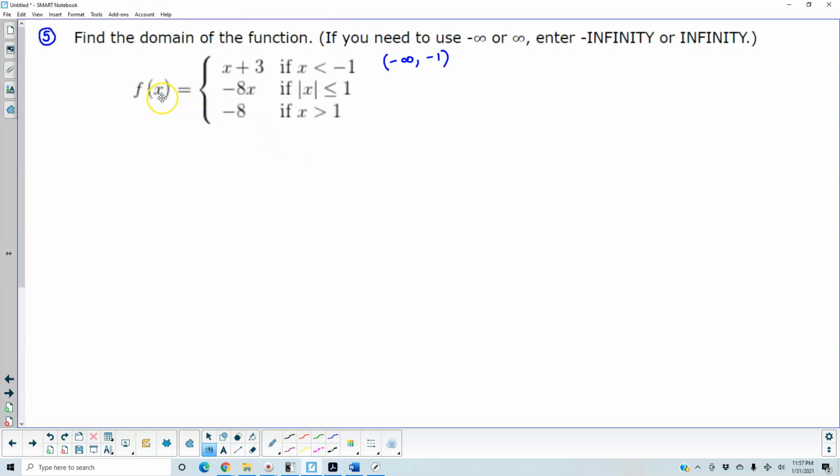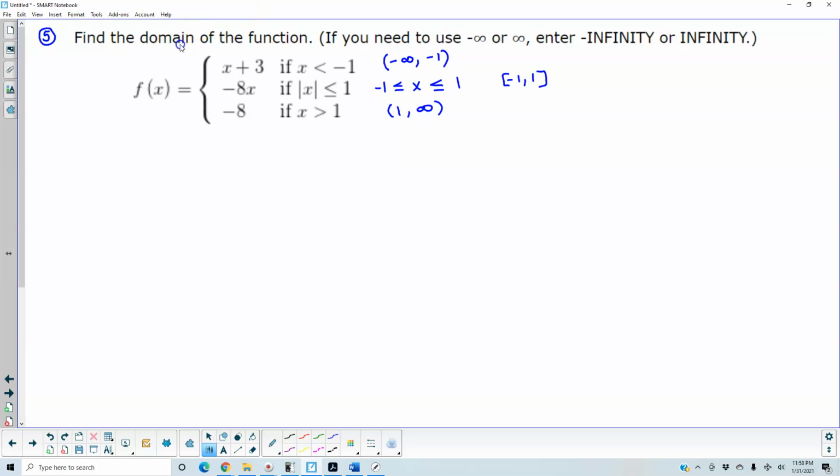Okay, if we look at the function f of x is equal to negative 8x, if the absolute value of x is less than or equal to 1, the definition of the absolute value being less than or equal to 1 tells us that x is in between negative 1 and positive 1, and it's including both of them. So therefore, that means that we go from bracket negative 1 to positive 1 bracket. And then if the function f of x is equal to negative 8, we know that x has to be greater than 1. So that means you have 1 to positive infinity.